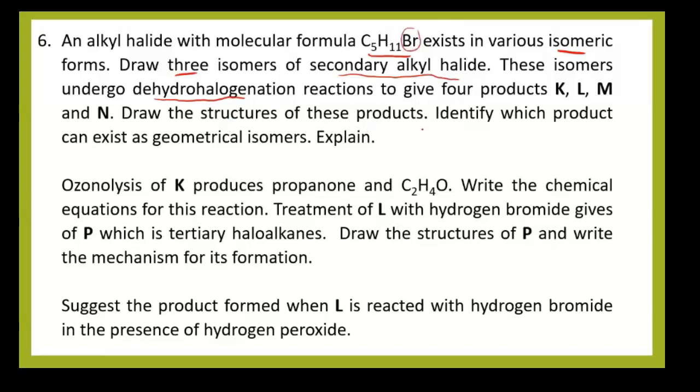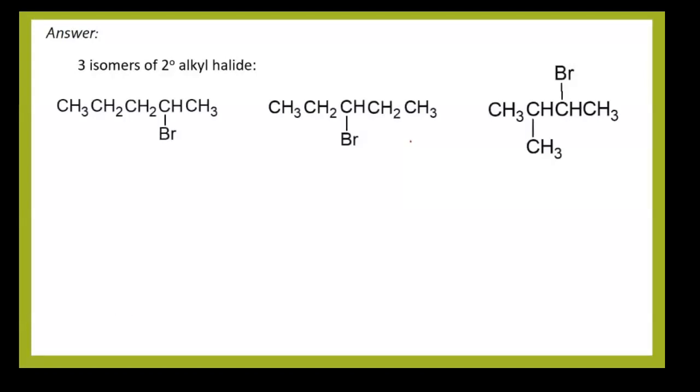To give 4 products, K, L, M, and N. But now we cannot know which one is K, L, M, and N. We just need to draw 4 and draw the structure of these products. Identify which can exist as geometrical isomers and then explain. So first you have to draw 3 isomers of secondary alkyl halide. So you will draw 2-bromopentane, 3-bromopentane, and also 2-bromo-3-methylbutane.